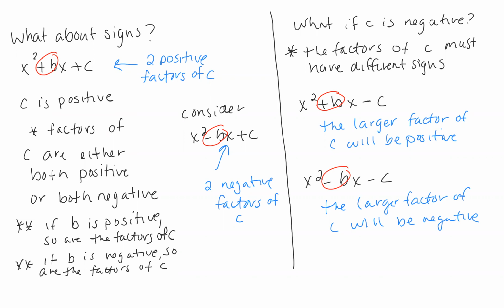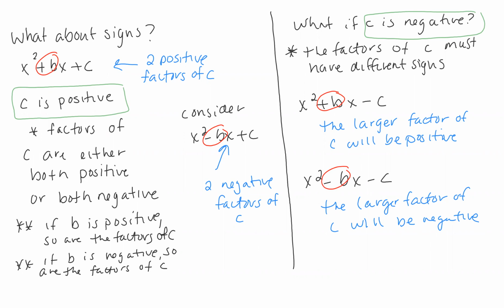Okay, so this is kind of a lot to take in on this slide. Signs. It all comes down to starting out with what is C? Is C positive or is C negative? Okay, if C is positive, the two factors of C that you're looking for have to both be positive or they both are negative. And B tells you which. If B is positive, you're looking for two positive factors of C. If B is negative, you're looking for two negative factors of C.